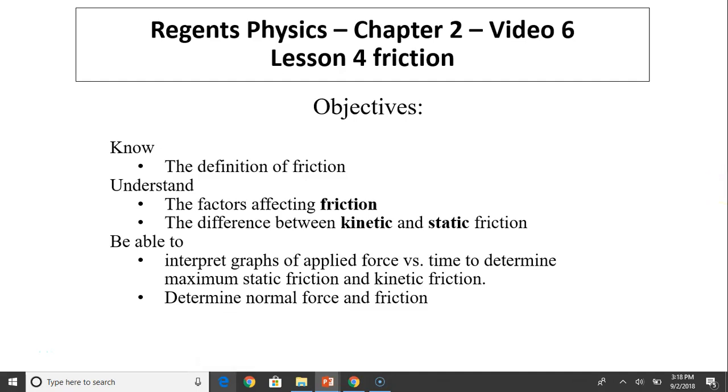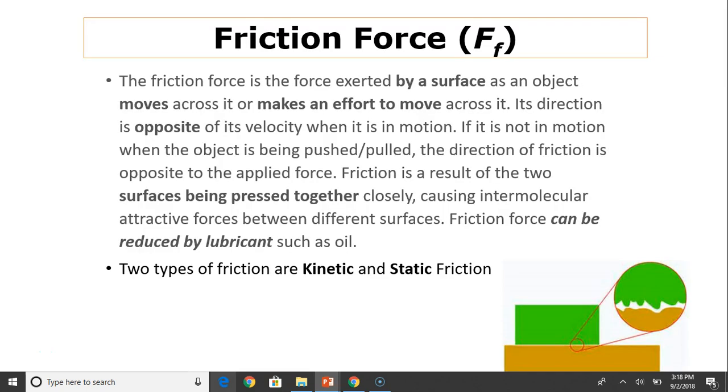This is Regents Physics Chapter 2, Video 6. Today's topic is friction. The objectives for today are: know the definition of friction, understand the factors affecting friction, the difference between kinetic and static friction, be able to interpret graphs of applied force versus time to determine maximum static friction and kinetic friction, and be able to determine normal force and the friction.